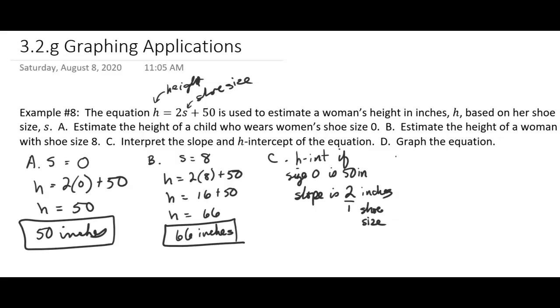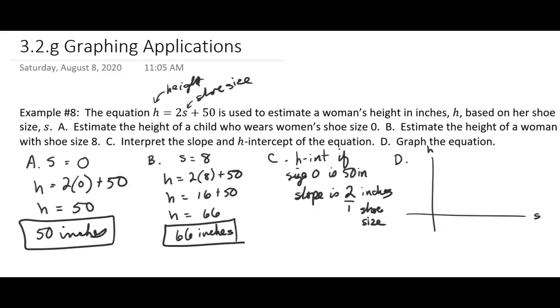D, graph the equation. So to graph it, I'm not going to have a negative shoe size, and I'm not going to have a negative height. So I just need the first quadrant, really. Okay, so maybe I want to do shoe sizes. So this is going to be my s-axis. That's tricky to say. And then this is going to be my height this way.